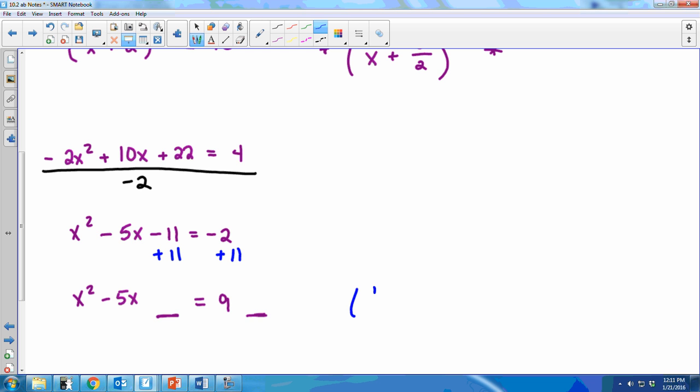B divided by 2 squared. So B happens to be negative 5. So negative 5 divided by 2 squared. You are going to leave these in fraction form. Do not give me decimal.